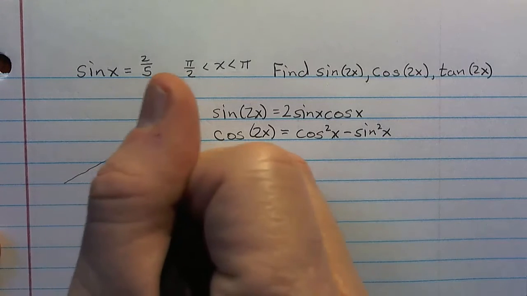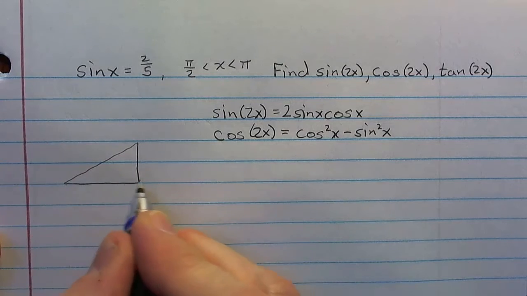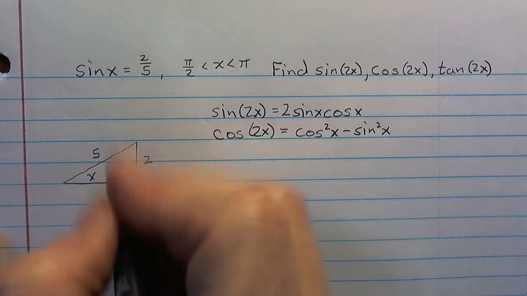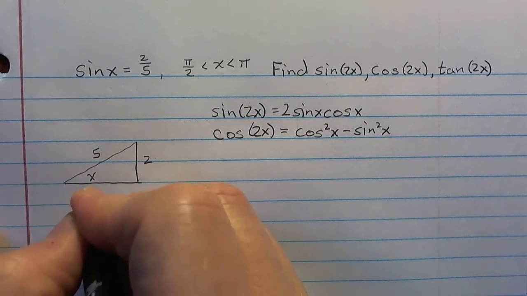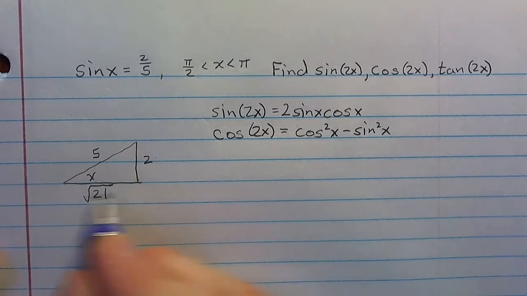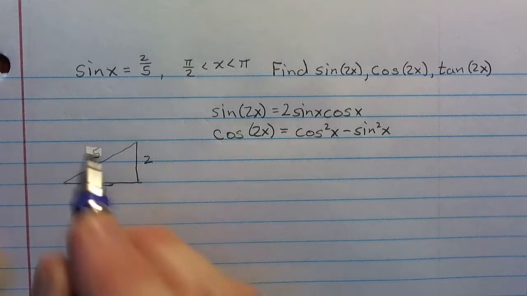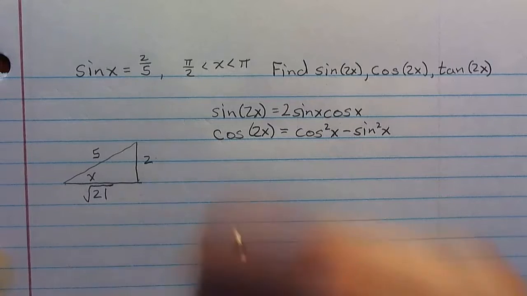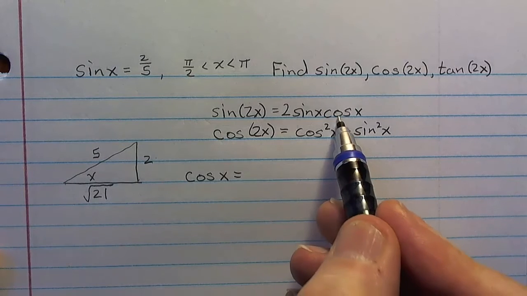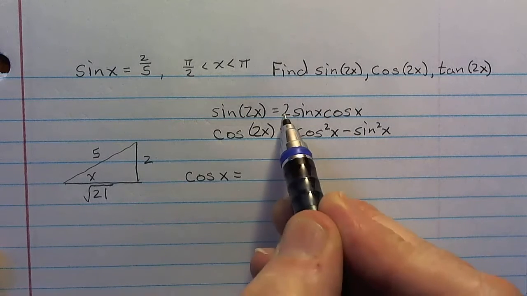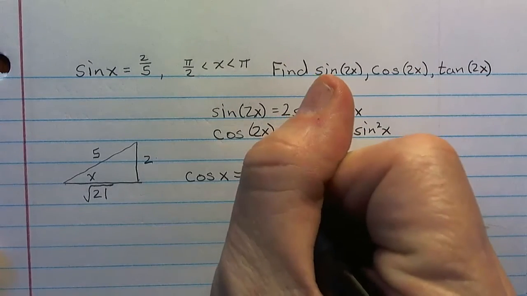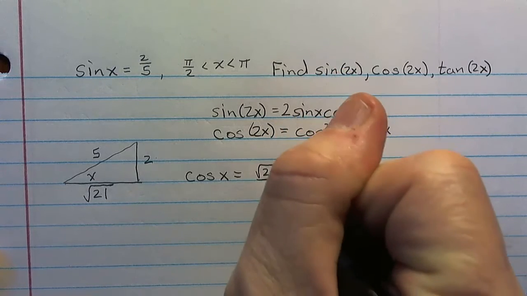So I'll just draw a triangle. Let's say this is x, and this is 2 opposite over 5 hypotenuse. And then down here, this is going to be the square root of 25 minus 4. That's the square root of 21. So I just used the Pythagorean theorem to get this. This squared plus this squared needs to equal that squared. Now that tells us cosine x, and remember we need cosine because it's part of this formula. Sine 2x is 2 sine x cosine x, so I need cosine x. This is going to be the square root of 21 over 5.